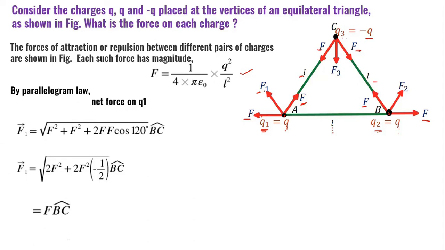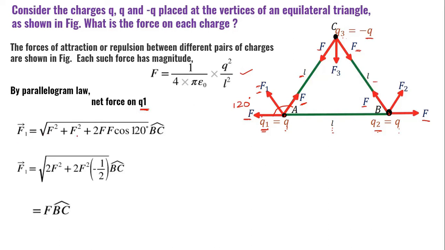Now we will go for the vector addition. Now by parallelogram law, the net force on Q1. Now we want to find the net force on Q1, which is F1. This F1 will be the vector sum of this F and this F. Two F's are acting and the angle between them, because they are exterior angles to the equilateral triangle, will be 120 degrees. So if we apply vector addition, what will be the magnitude?